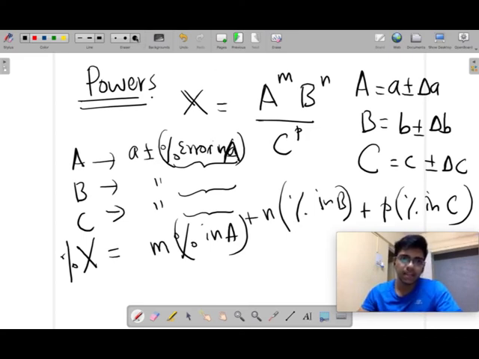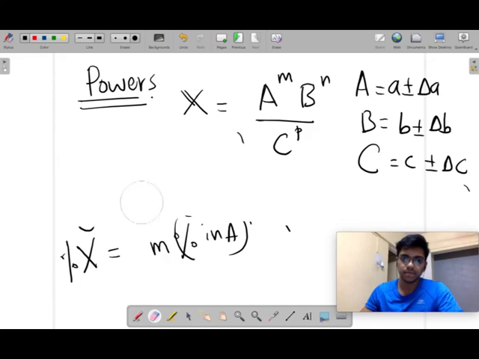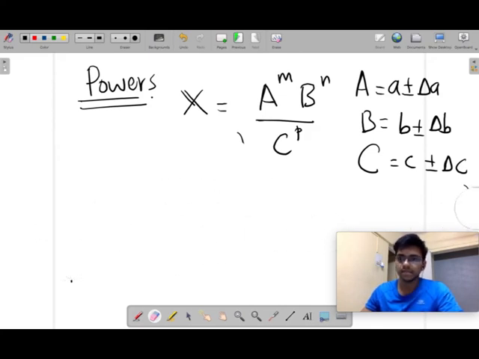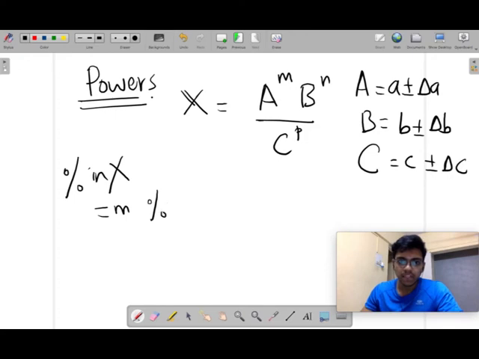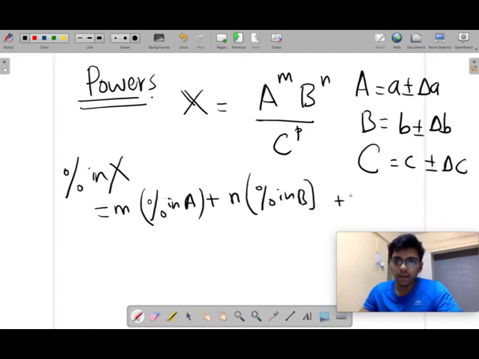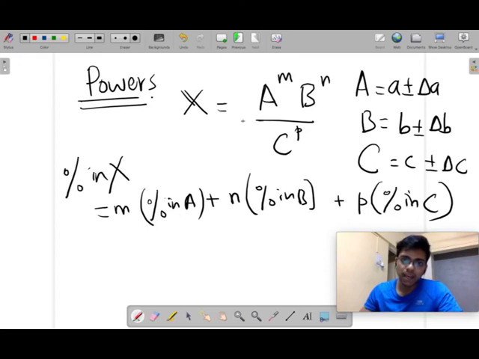I'll write it neatly again because people might get confused. So if you're given something like this, and you are interested in knowing the percentage error in x, that is equal to m times percentage error in a plus n times percentage error in b plus p times percentage error in c. You will see that I am taking the power m, multiplying it by the percentage error of that particular quantity. So a has a percentage error of say 8%, so m times 8% plus b has a percentage error of say 6%, and this power is say 3, so 3 times percentage error in b plus q.